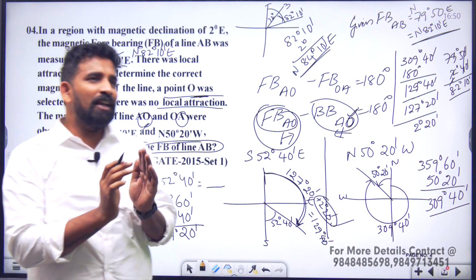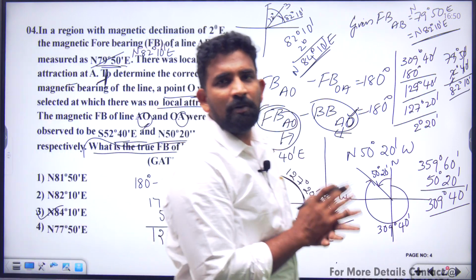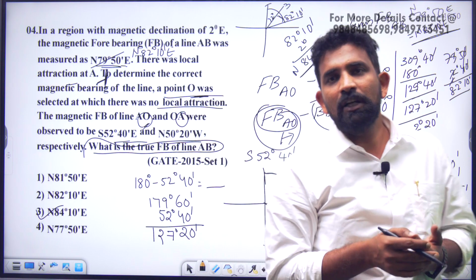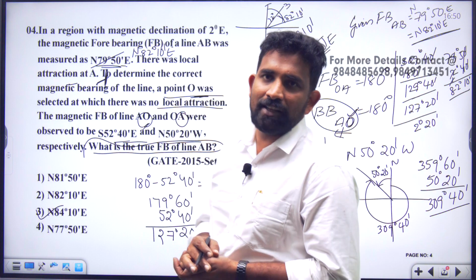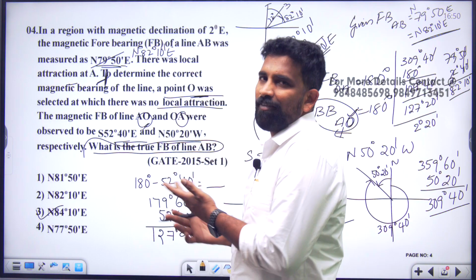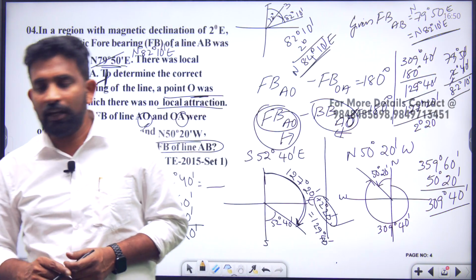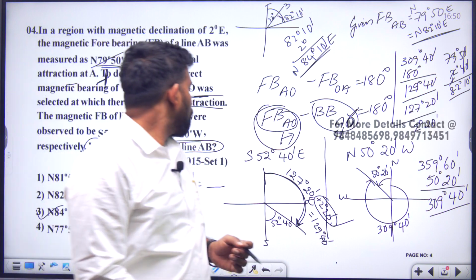Very simple question, but he gave a combination of 2-3 concepts. That is nothing but he introduced the difference between forebearing and backbearing concept, which has to be 180 degrees. So very simply we will be able to solve all these kinds of questions. Now let us see the next question.